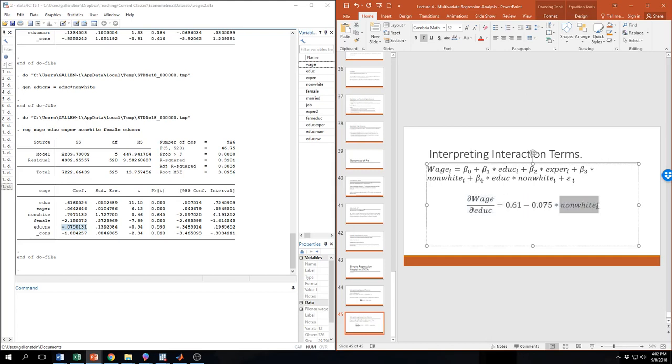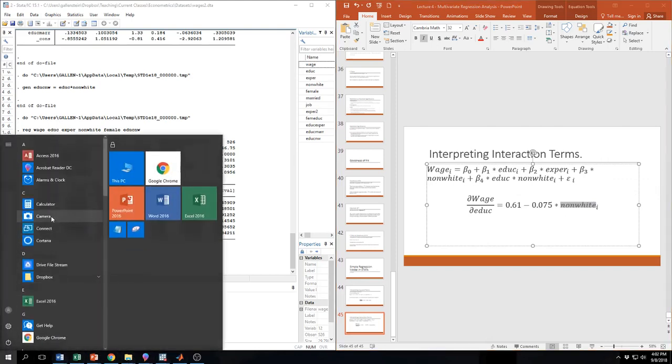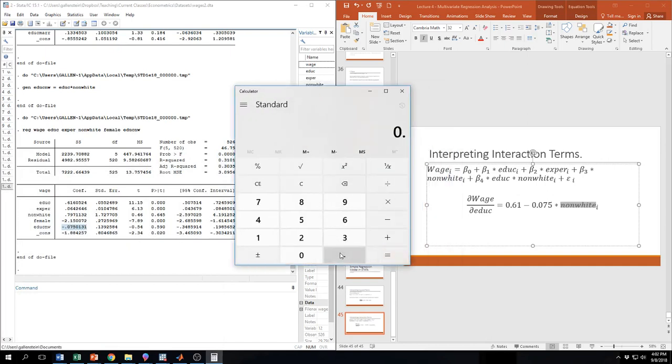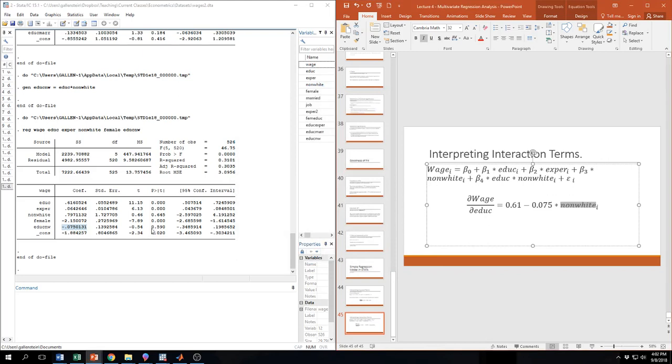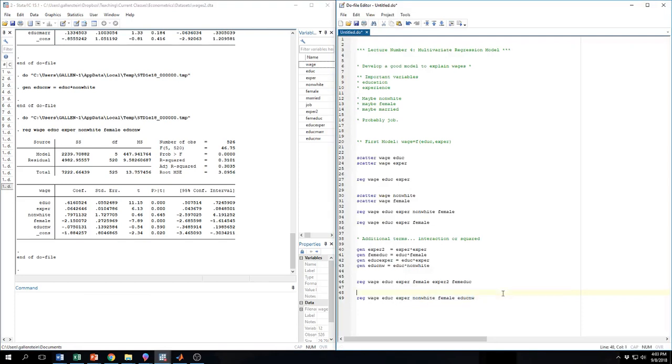If the person is non-white, that means the non-white variable equals one, then the impact of education on wages is 0.61 minus 0.075. So the impact of education on wages is 0.61 if the non-white variable equals 0, and it is 0.535 if the non-white variable equals 1. Okay, but actually, we know that it's insignificant. That means this effect isn't here. That means this beta equals zero, this all goes to zero, and there is no effect. All right, now let's go back here. Now let's think.